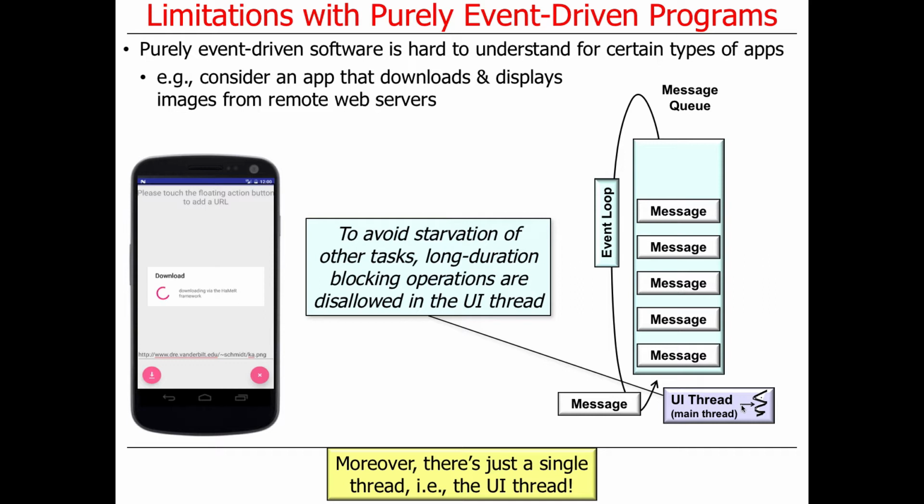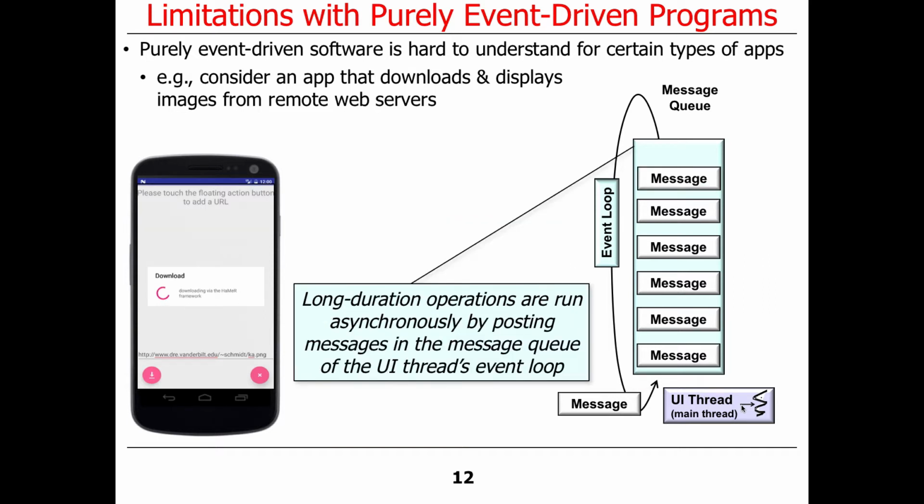And second problem is there's only one thread of control, right? So there's two problems. It's hard to understand and it's inefficient. Now, if you want to be purely event-driven, what you need to do is you have to take these long-running operations and then run them in little chunks where each chunk is done asynchronously.